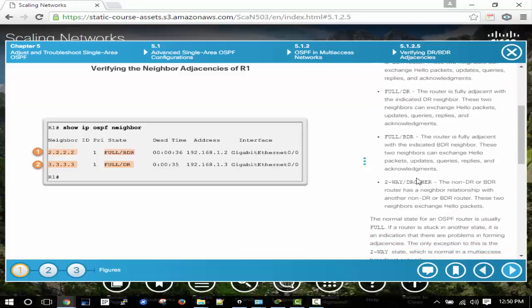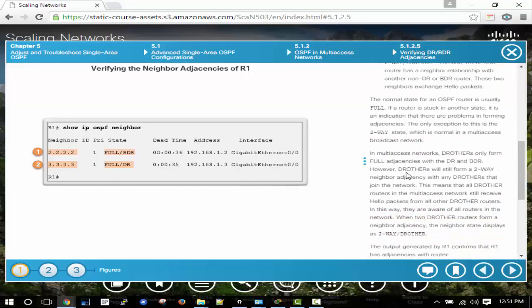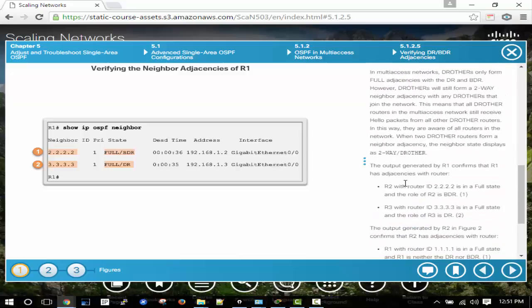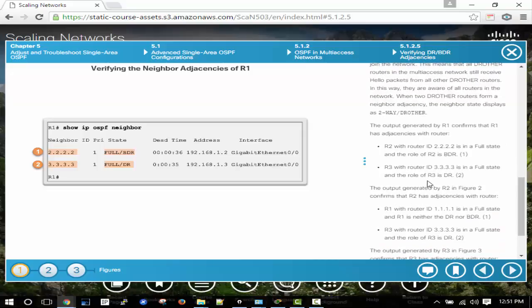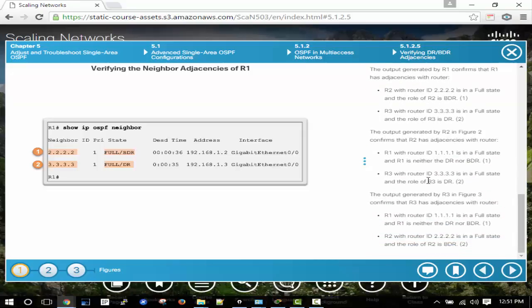I believe this means that it didn't work. The non-DR or BDR router has a neighbor relationship with another non-DR or BDR. These neighbors exchange hello packets. Oh, so I'm wrong. So it's not full loading, but that must happen probably only in a virtual link. Let's see. Oh, I guess I know where that would happen.